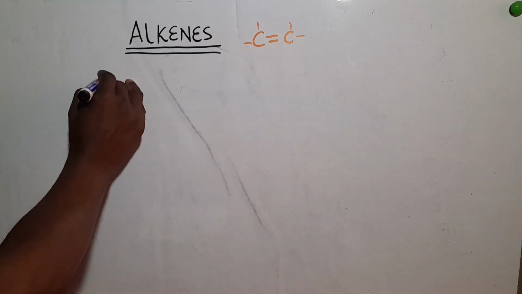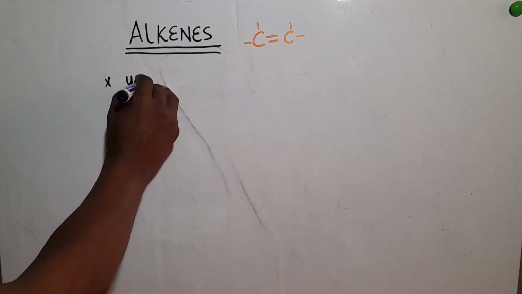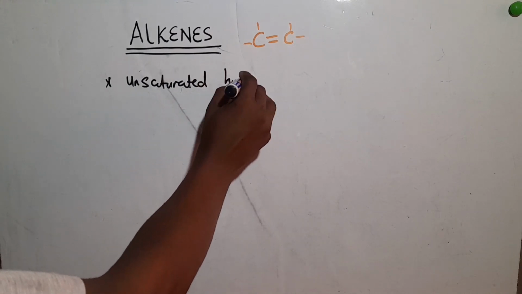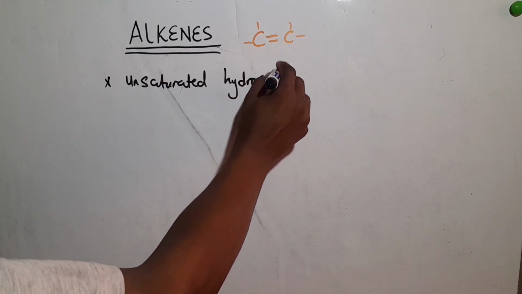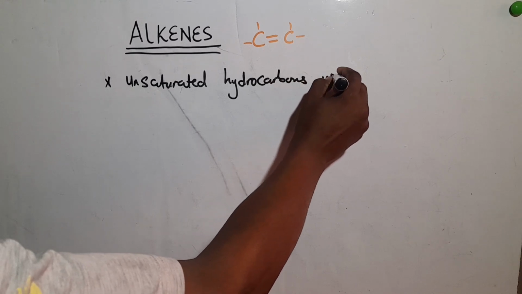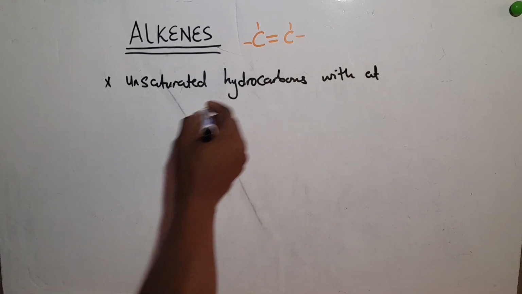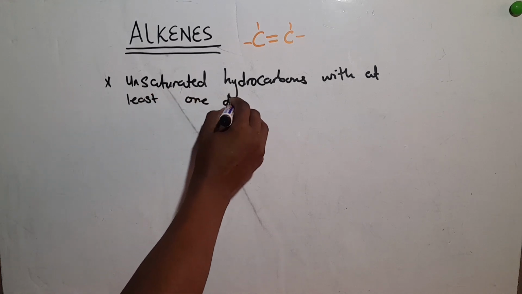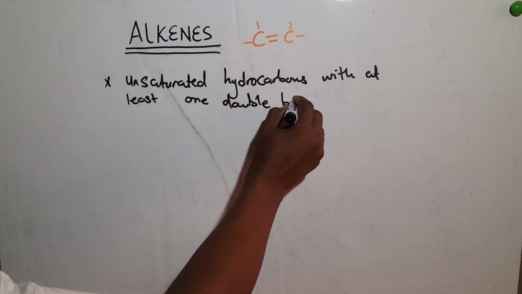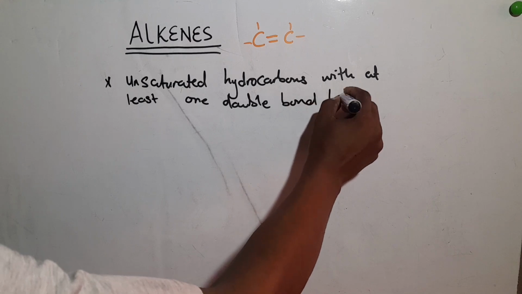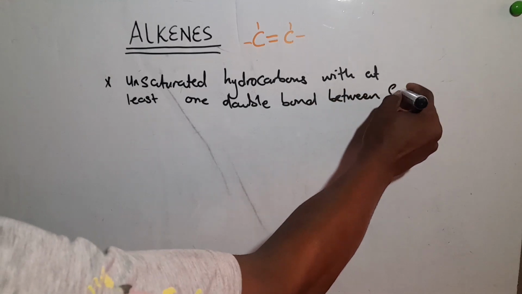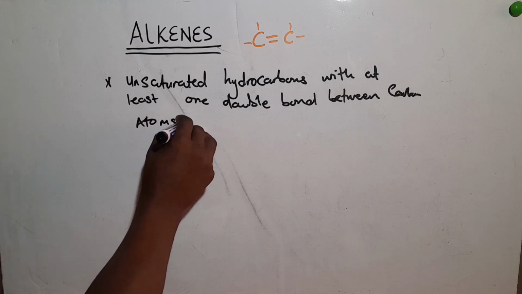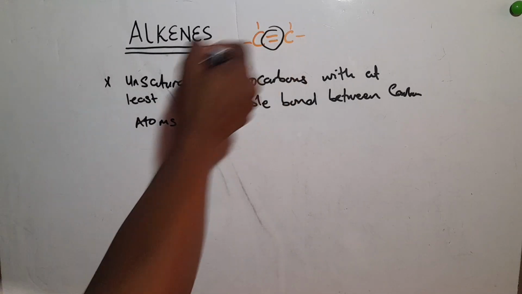So these are unsaturated hydrocarbons with at least one double bond between carbon atoms, right? So they have at least one double bond, right?